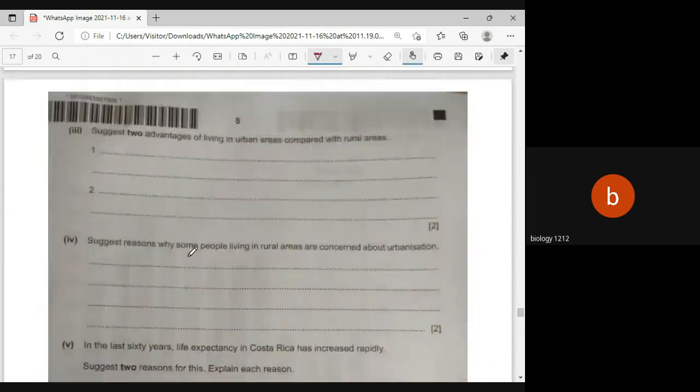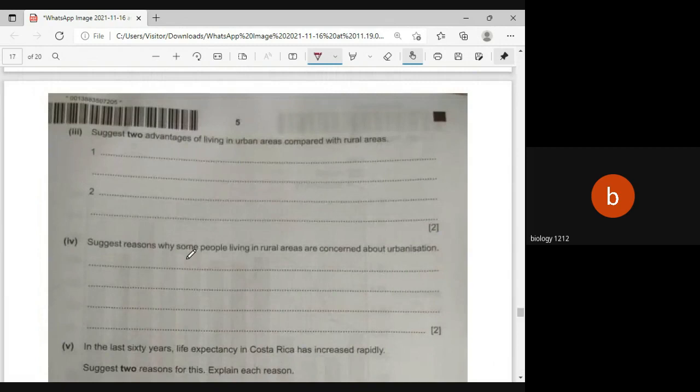Now moving to the next question related to this, suggest two advantages of living in urban area compared to the rural area. Now whenever it comes like that comparison, let's have a keyword here, two advantages in living in city. Urban area is nothing but the city, so please remember, in city you have a good medical facility or educational facility. So you can elaborate this in the medical and educational facility here.